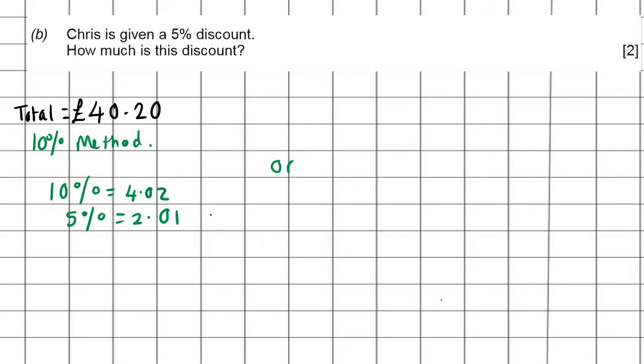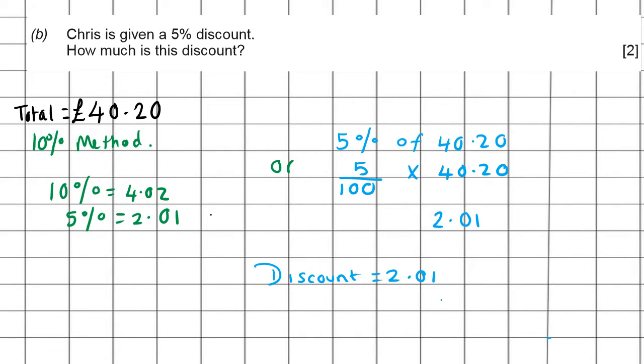Or the other method is 5% of £40.20. So percent means out of 100. So 5 over 100. Of means times 40.2. Do that on your calculator. So 5 divided by 100 times 40.2 gives us 2.01, the same answer. So therefore the discount equals £2.01.